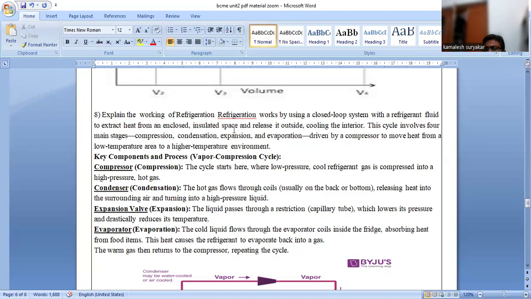So it is an insulated space. Now we are closing all the windows and doors so that the heat will not go outside, or outside heat will not come inside. So release it outside, cooling the interior. This cycle involves four steps: compression, condensation, expansion, evaporation.